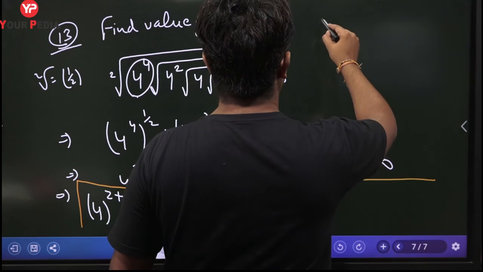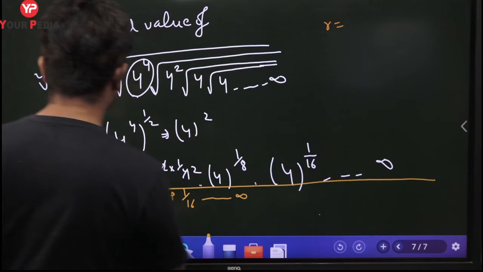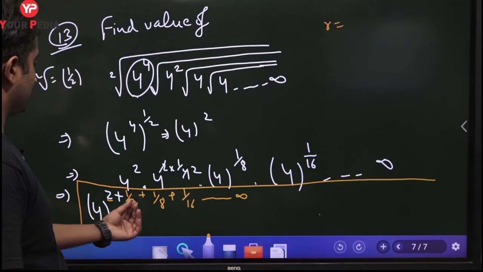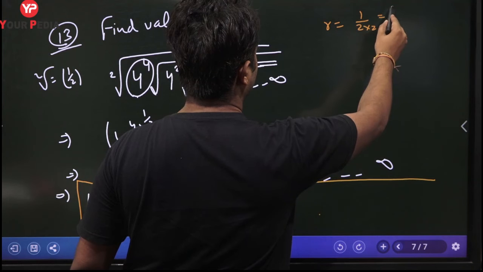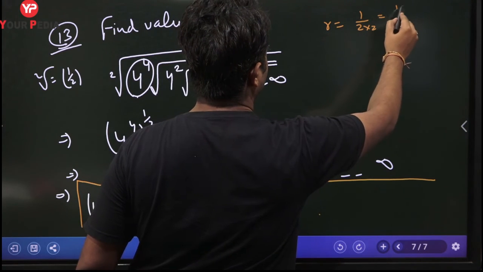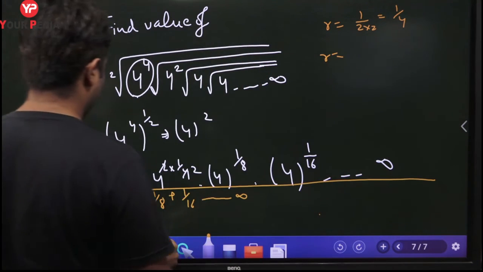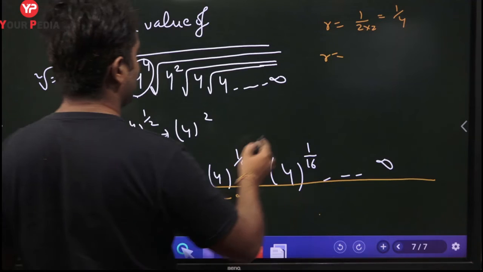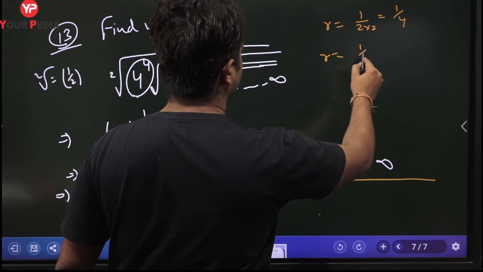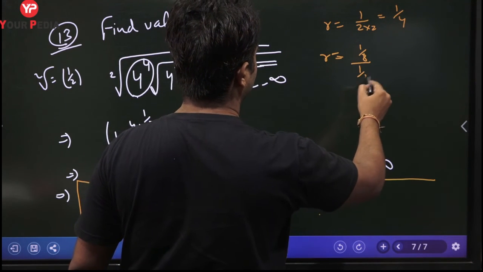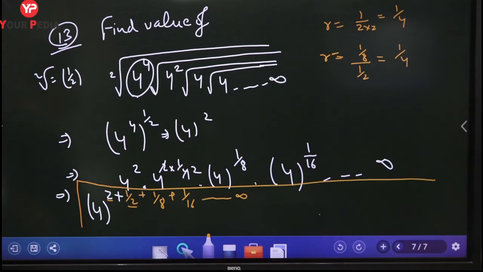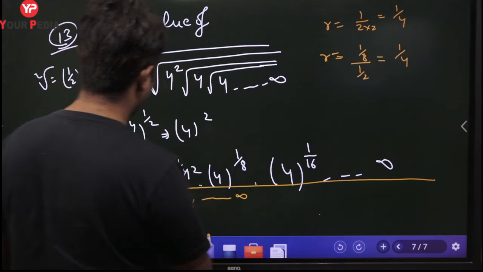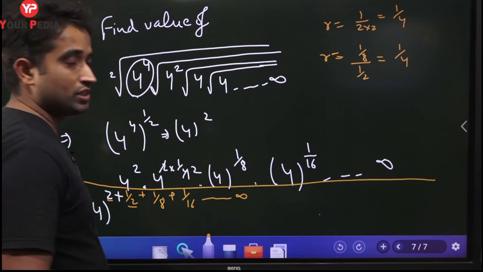Now you can see common ratio R is nothing but the next term divided by previous term. So 1 by 2 into 2, so common ratio is 1 by 4. And this is 1 by 2 divided by 1 by 2, 1 by 8 divided by 1 by 2. So common ratio again is remaining the same, that is 1 by 4. So that means that is GP, infinite GP. And you are having the plus sign in between them, so that is addition sign.